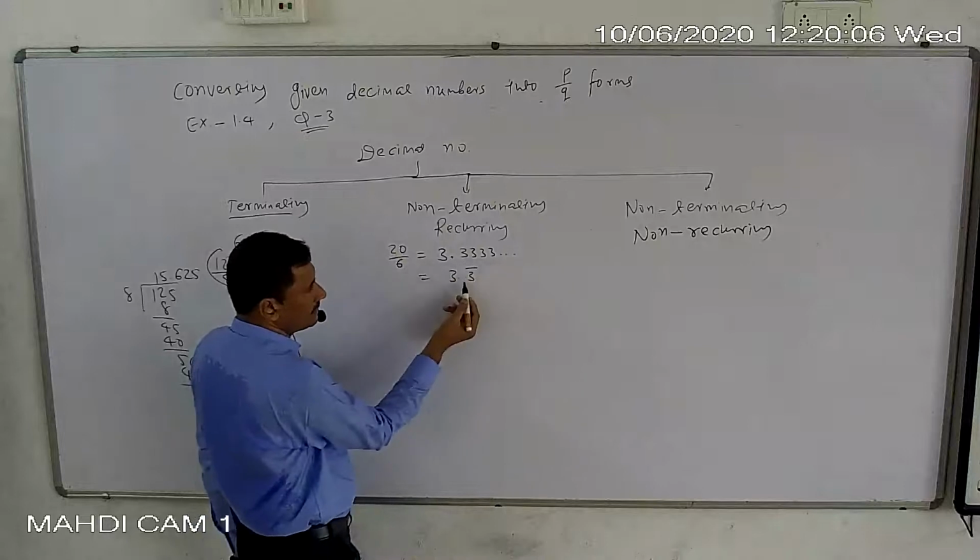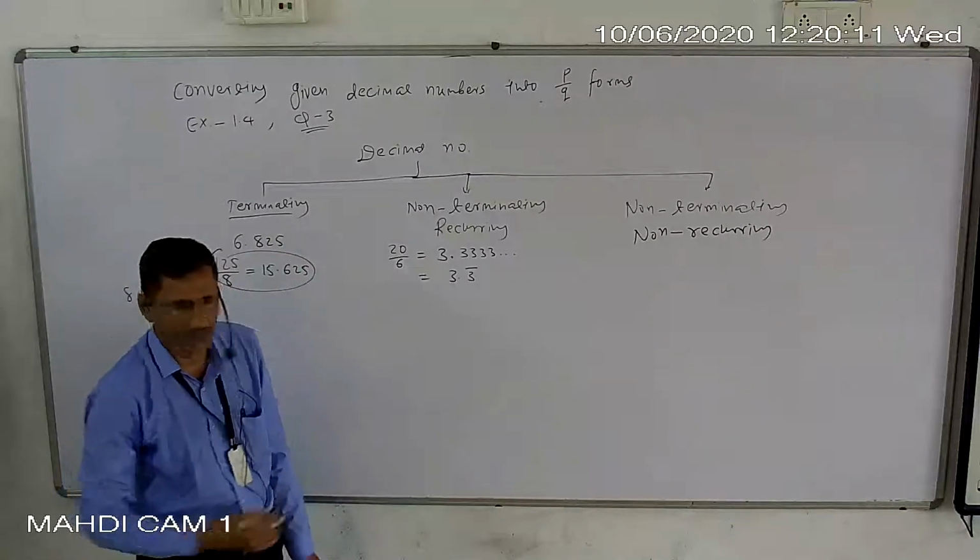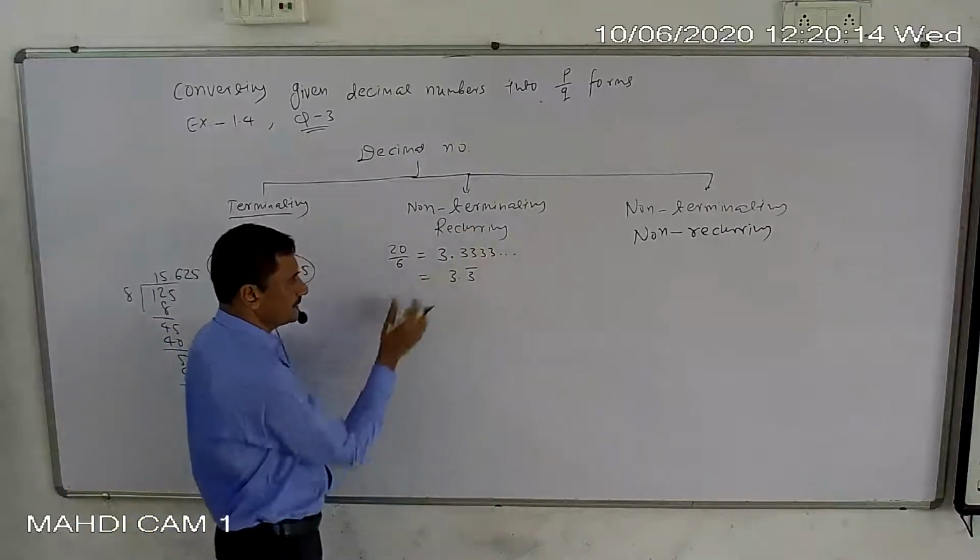It can be denoted this way also. 3.3 bar means 3 is repeating continuously. So this is non-terminating recurring, the second type.